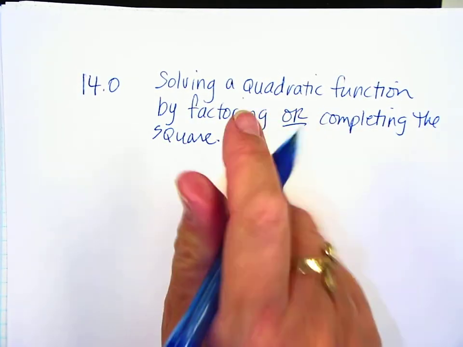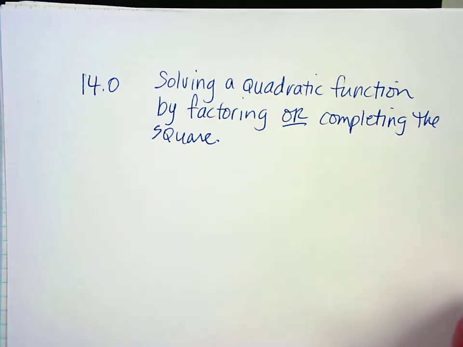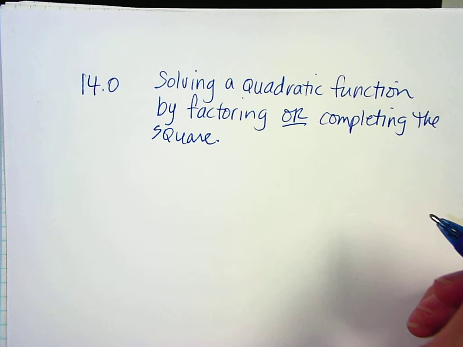Okay, now I'm going to do 17 through 20, and I'm going to solve them all by factoring. If I am given a choice to factor or complete the square, if I can factor, I'm going to do it every time because it's easier. But I'll give you a couple questions at the end where we actually complete the square, because you really need to know how to do that.